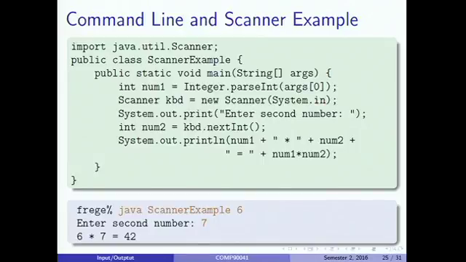So this is illustrating the difference between command line arguments and the scanner. So here I'm saying Integer.parseInt(args[0]). That's a command line argument. Now I'm going to open the scanner, create the scanner, and now I'm going to print out enter second number, and then I'll do keyboard.nextInt. So that's going to read a number from the keyboard. And then I'm going to print out the sum of the two. So I say java ScannerExample6, and then it prints out enter second number.